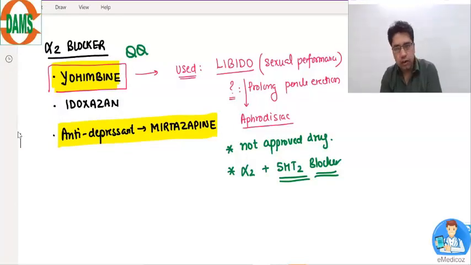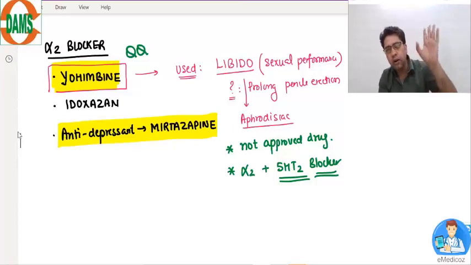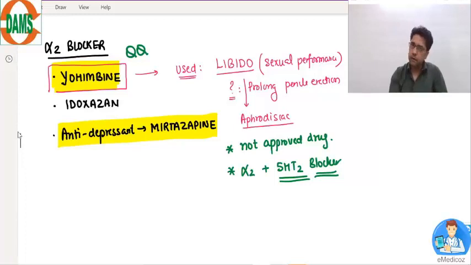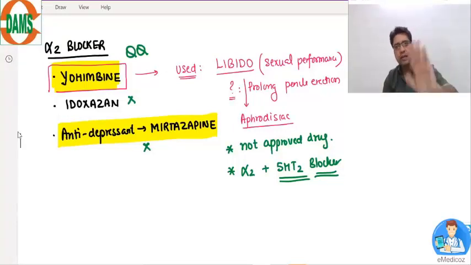The drug of choice to produce penile erection is sildenafil. You are absolutely right, Viagra. Yohimbine is a very old drug. Certain cultures or tribal people eat this plant actually. The other two drugs you don't have to remember. Idoxazan is not approved. Mirtazapine we will discuss in depression. So this completes our alpha blockers.